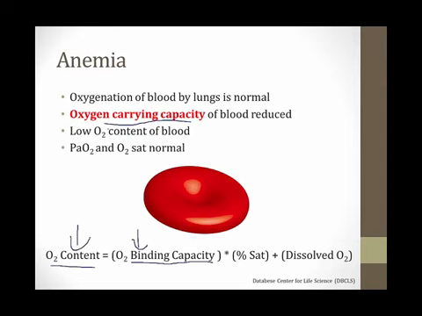So if you calculate the O2 content of blood in an anemic patient, it will be low. However, if you measure the partial pressure of oxygen, it will be normal because the lungs are working fine. If you determine the O2 saturation of hemoglobin, that will also be normal because oxygen is binding to hemoglobin normally. There just isn't enough hemoglobin available.